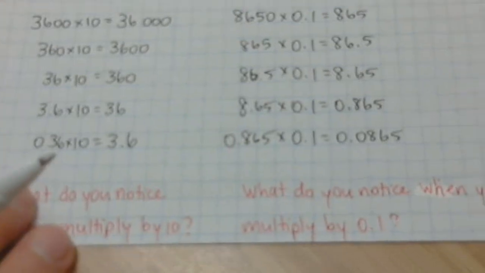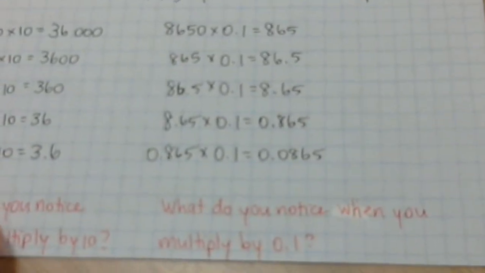On the other side of the sheet, you have, say, a number like 8,650, and we're going to multiply each of these numbers by 0.1. So we're going to multiply them by a number that is less than 1. And if you'll notice, 8,650 times 0.1 is 865. It gets smaller. 865 times 0.1 is 86.5. It gets smaller. 86.5 times 0.1 is 8.65. It gets smaller.